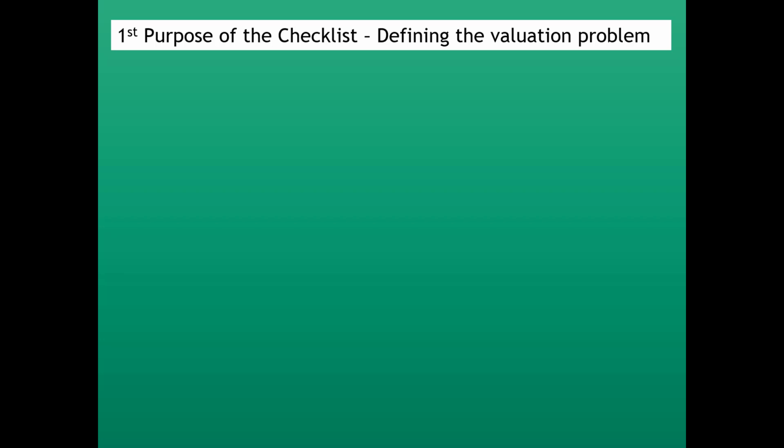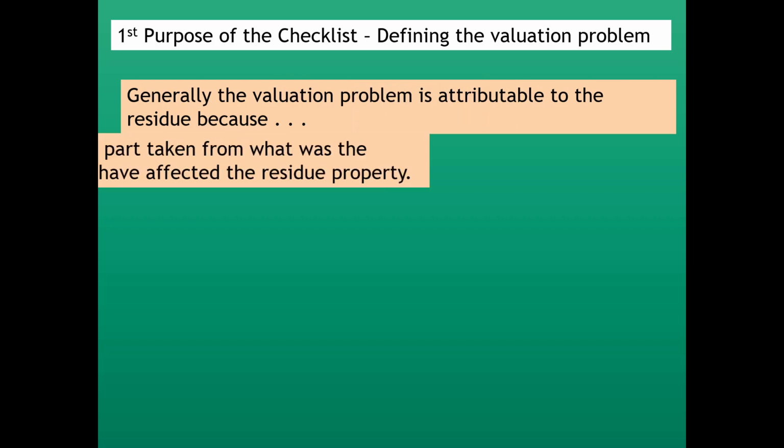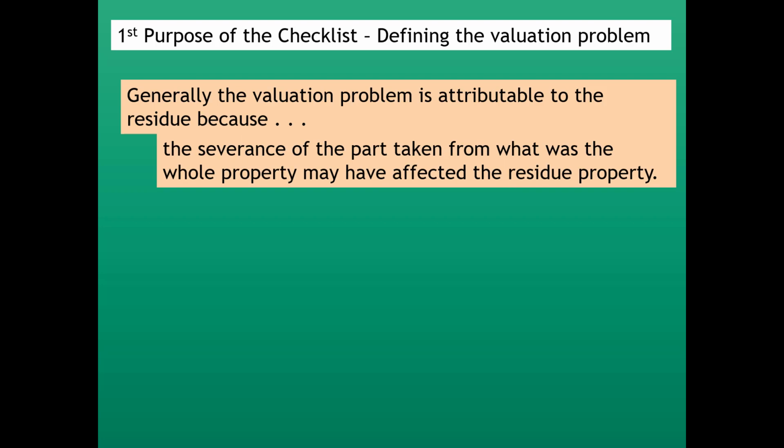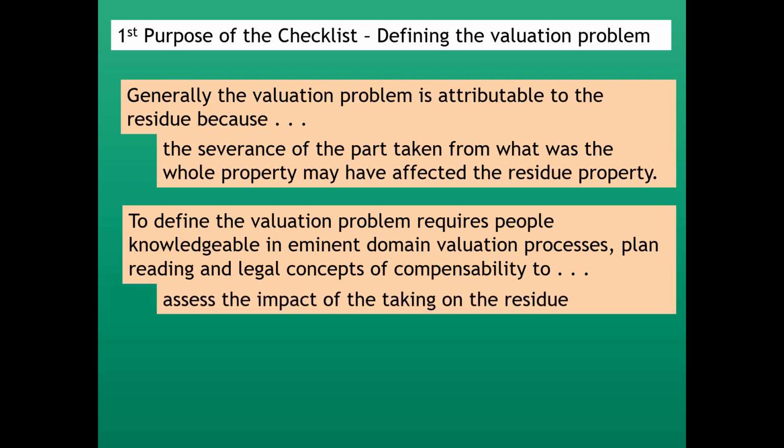The first purpose of the checklist is defining the valuation problem. Generally, the valuation problem is attributable to the residue because the severance of the part taken from what was the whole property may have affected the residue property. To define the valuation problem requires people knowledgeable in eminent domain valuation processes, knowledgeable in plan reading and legal concepts of compensability, to assess the impact of the taking on the residue.